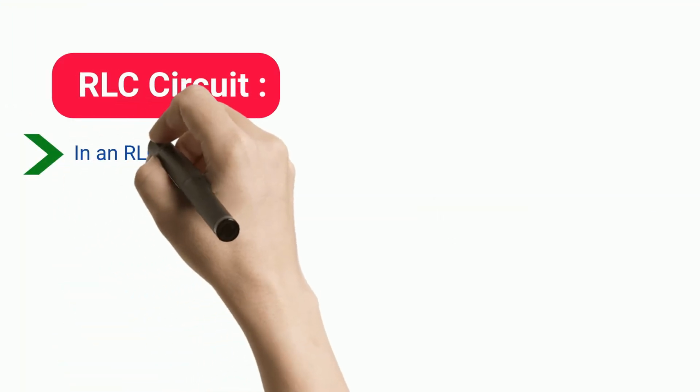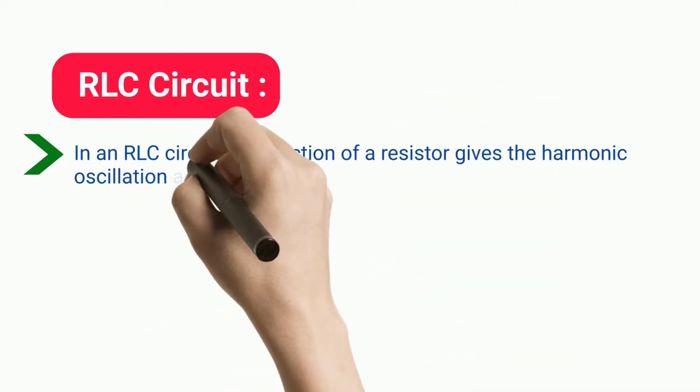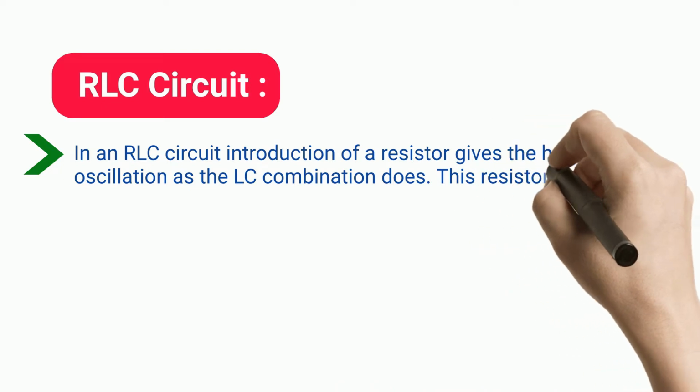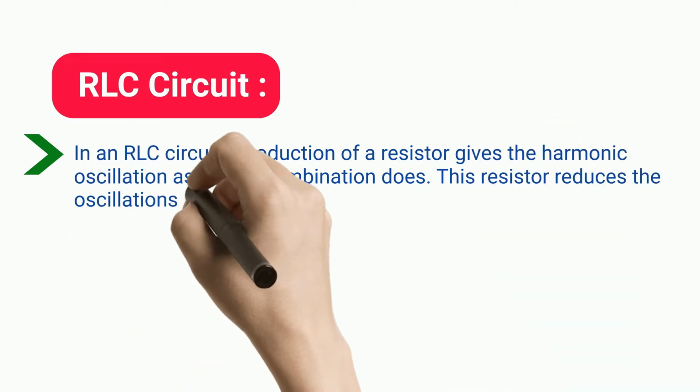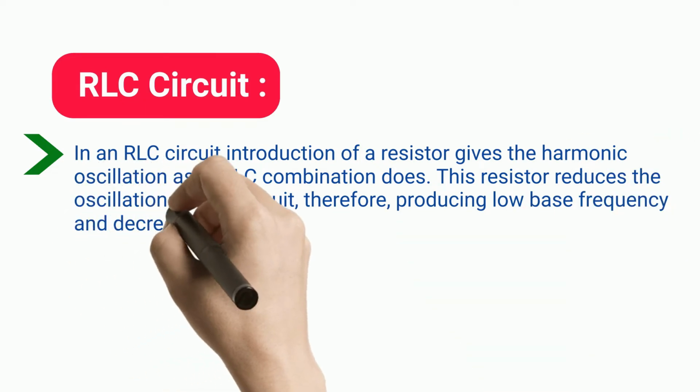RLC circuit. In an RLC circuit, introduction of a resistor gives the harmonic oscillation, as the LC combination does. This resistor reduces the oscillations in the circuit, therefore producing low bass frequency and decreasing the peak resonant frequency.